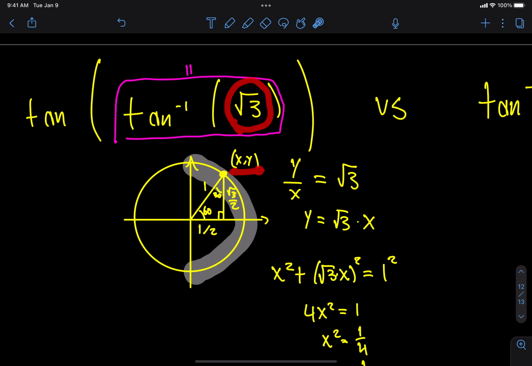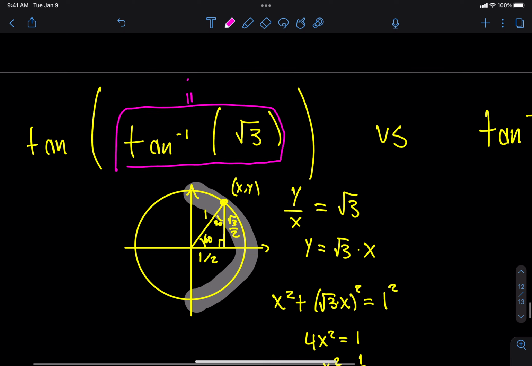So I need to give the angle such that if I put it inside the unit circle, it points at a point whose y-coordinate divided by the x-coordinate gives us this number. And what is that angle? Pi over 3. Good. So this should be pi over 3, yes? So I figured out what that internal thing was.